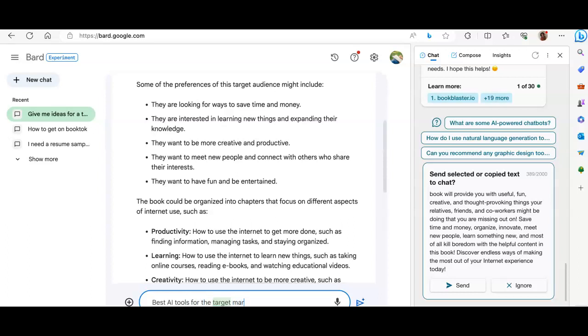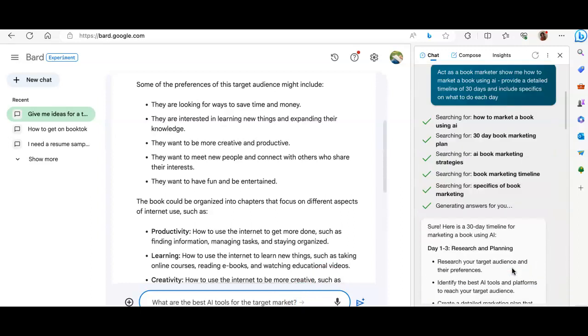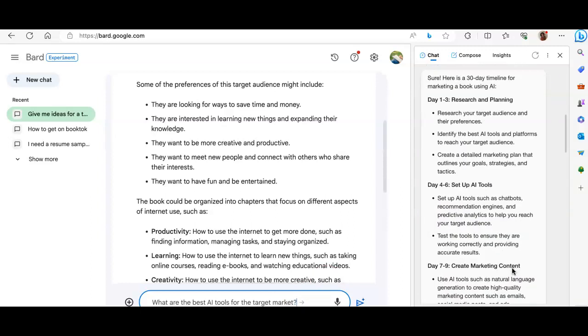Good thing about the chat is that it remembers what you put previously. Oh, let me do this. I want to put it in a form of a question. What are the best AI tools to identify my target market? To identify the target market. All right, so here we go. Let's see what comes up.